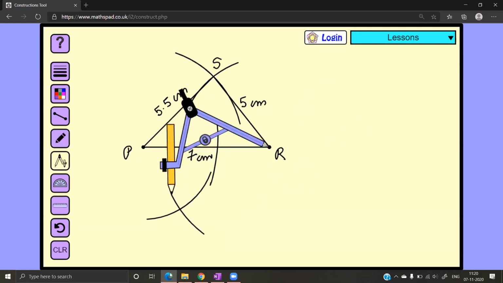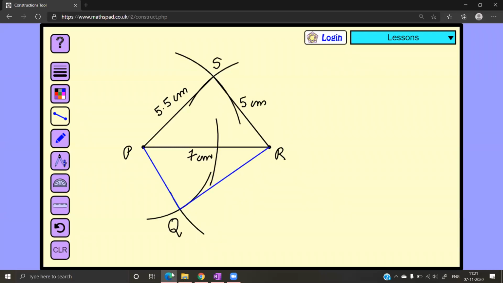And you will get intersection of arcs again. This intersection gives you point Q. Use your ruler and join P with Q and Q with R. And you can write down the measurements. PQ should be 4 centimeters. QR should be 6 centimeters. And then you can write down PQRS is the required quadrilateral.